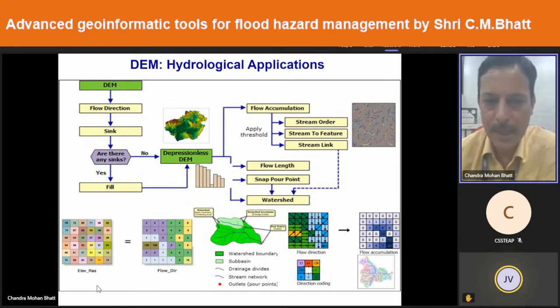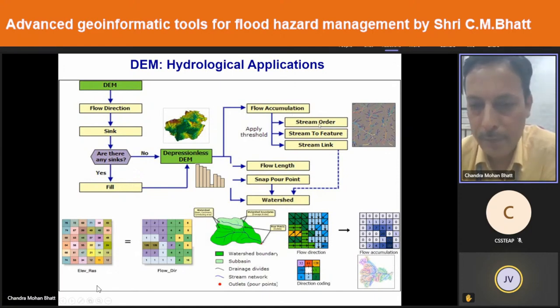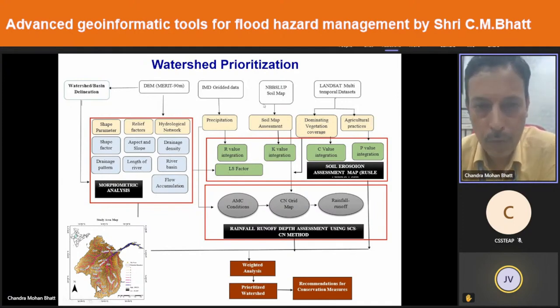Another major example, as I've told you: if you have a DEM, from the DEM we can have a number of applications. We can have flow direction, flow accumulation, stream order, flow length, and watershed delineation. So a number of applications can be developed if the DEM is there. We also use it for watershed prioritization; if we have a DEM, we can find out the morphometric parameters.